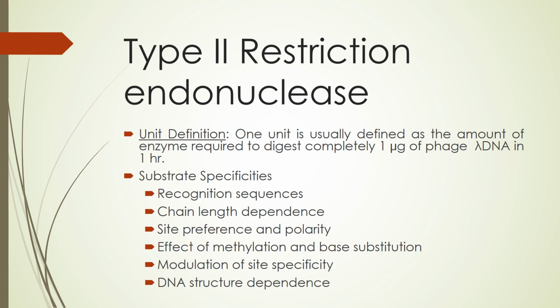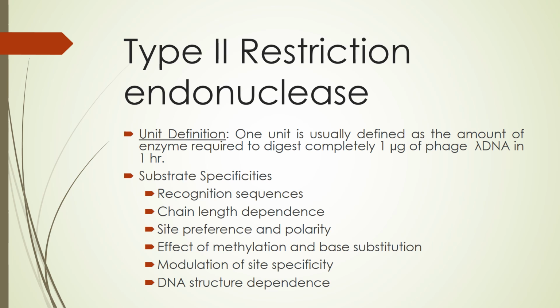EcoR1 endonuclease serves as the prototype of restriction nucleases in detailed understanding of their recognition and DNA interaction. Specifically, first is the recognition sequence. EcoR1 recognizes the hexanucleotide characteristic sequence of 5' GAATTC in double-strand DNA and cleaves the phosphodiester bonds on both strands between G and A bases.